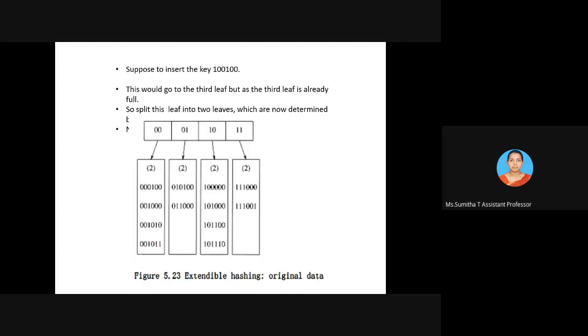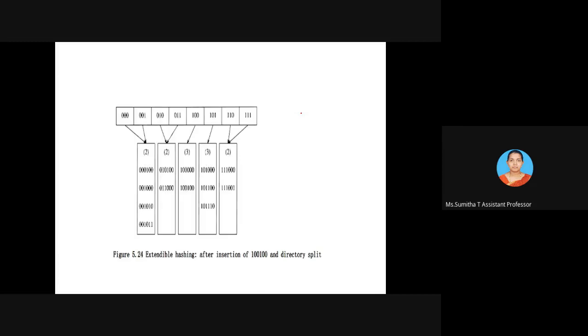See with another example. This is the root, this is the directory. Suppose I insert an element again with the same example. Here I'm going to insert the key, and I can insert here, but it is not possible, because this is already overflowing. So split this leaf into two leaves, which are determined. Okay, this way I can determine. I can divide the leaf into two parts.